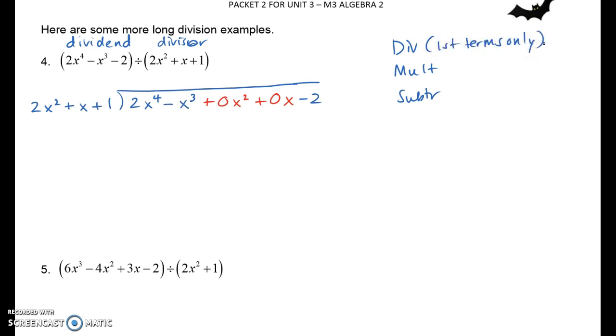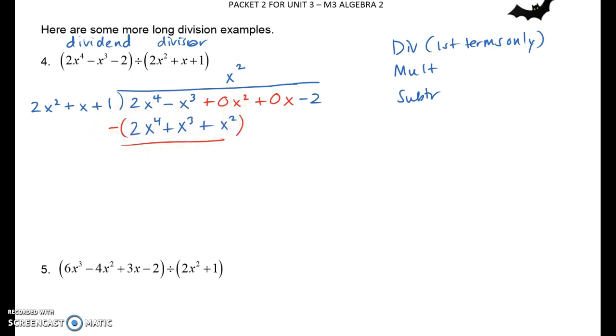So now I'll divide. 2x to the fourth divided by 2x squared is x squared. I'm going to write that above the other x squared in the problem, and then multiply. So we're multiplying x squared by all three parts of the divisor. That gives me 2x to the fourth plus x to the third plus x squared. And then I subtract my three columns.